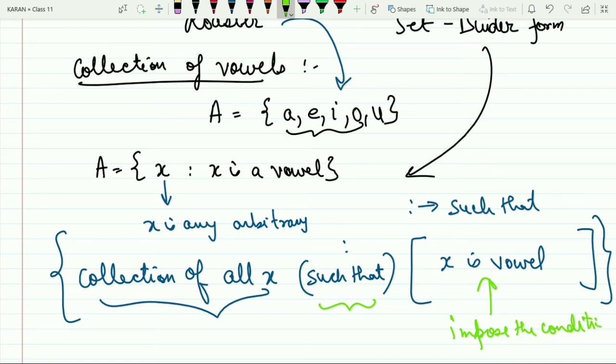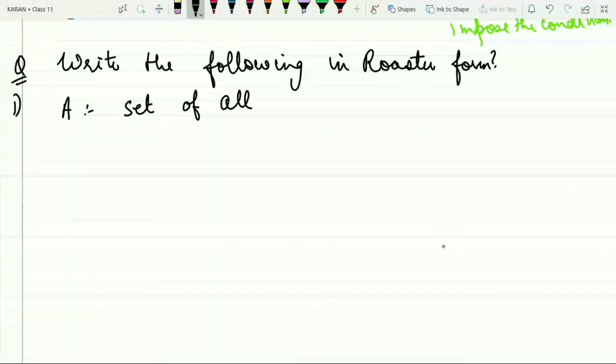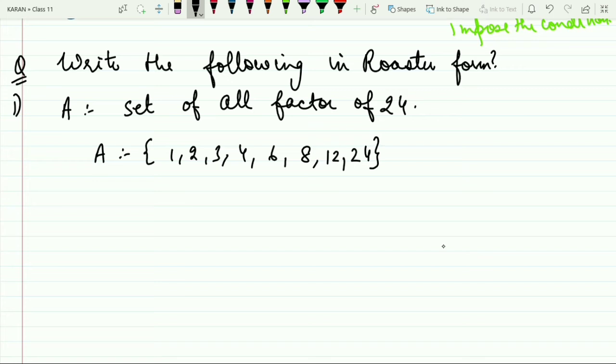Now let me take a few examples so as to make things more clear. Write the following in roster form. If I say A is a set of all factors of 24, that is the question. So you have to write all the factors of 24. You can make a list and then form the set. So 1 is a factor, 2 is a factor, 3 is a factor, 4 is a factor, 6, 8, 12, and 24. They all are the factors of 24, and hence the set is given by this in the roster form.